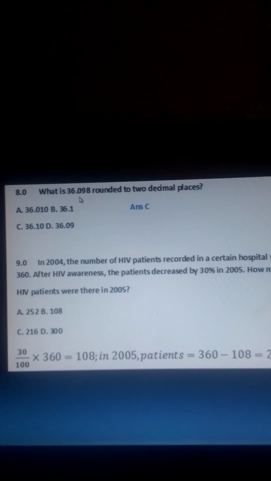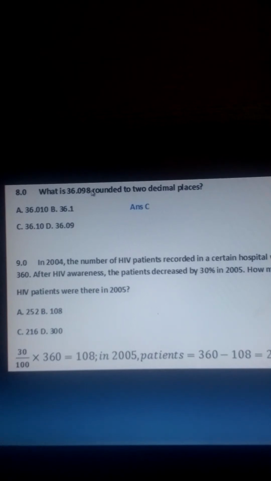What is 36.098 rounded to two decimal places? So this number has 3 decimal places, 0.098. Now you want to round it to 2 decimal places. So the number which will be affected is this 9, for the second decimal place. Now you look at the number that is ahead of it. If it is 5 and above, we make this number go up. Otherwise, it will remain the way it is.